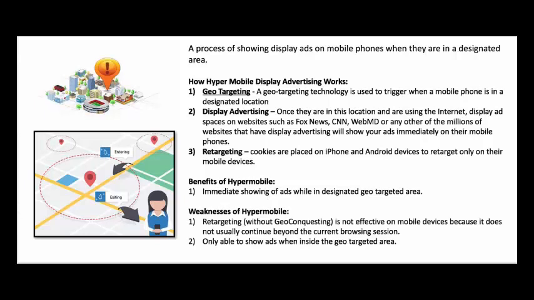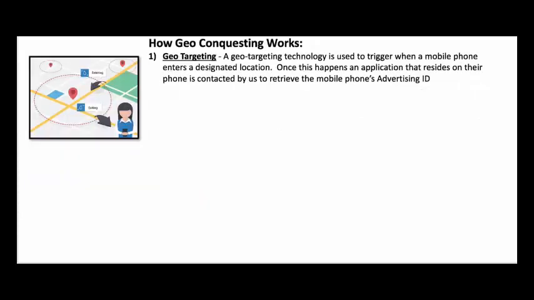The weaknesses of hypermobile are retargeting without geo-conquesting. It's not very effective on mobile devices because it does not usually continue beyond the current browsing session, because when they close it out, poof, it's gone, and you're only able to show ads when inside the geo-targeted area. So as soon as they go outside the fenced area, poof, they're like a ghost. They're gone, and you cannot continue to put your ads on their phone. That's where geo-conquesting comes in.